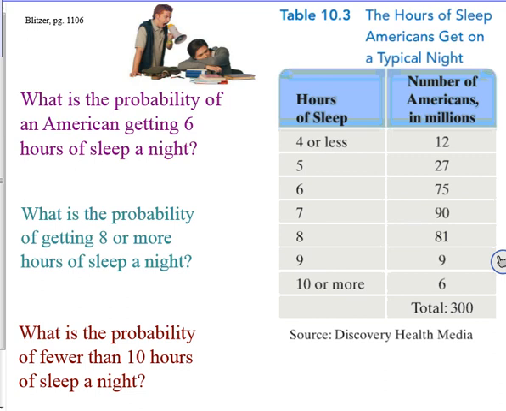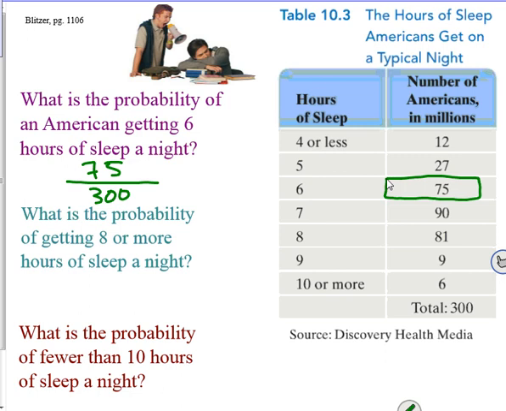So what is the probability of an American getting 6 hours of sleep a night? What we need is the observed value. 75 million Americans got 6 hours of sleep a night. And then we're going to divide that by the total number of Americans that they observed, which is 300. And that right there is a probability.